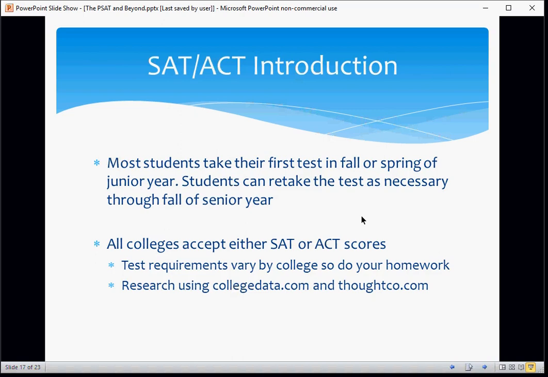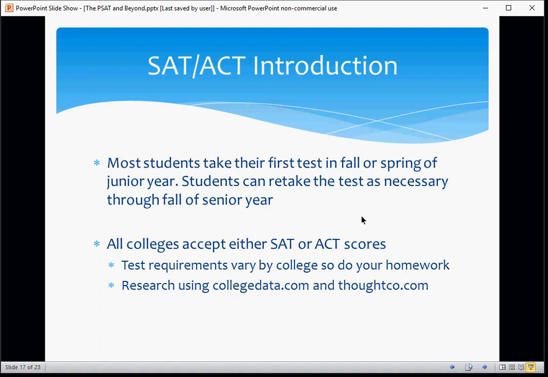The students can retake the test as many times as they need to, all the way up through the fall of their senior year. So they can take it in junior year, the summer in between junior and senior year, and even in the fall of senior year. All colleges accept those tests, the SAT and the ACT. So you don't have to worry about one test being more acceptable than another. But college requirements vary, so you need to do your homework.